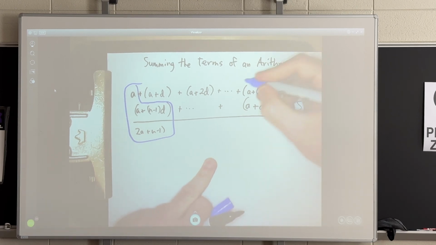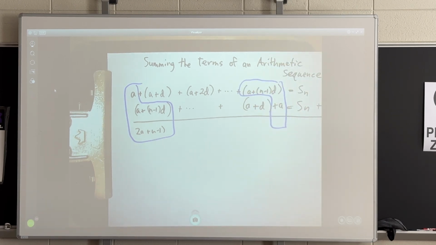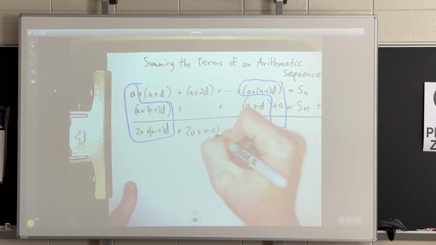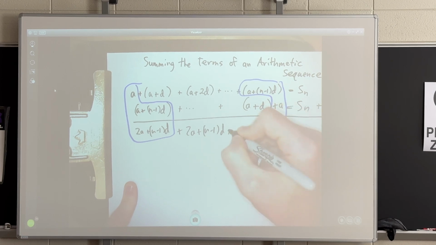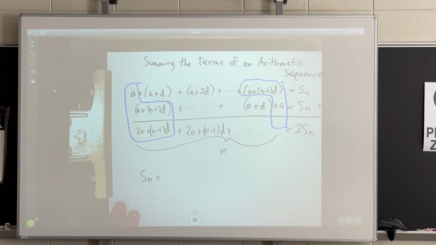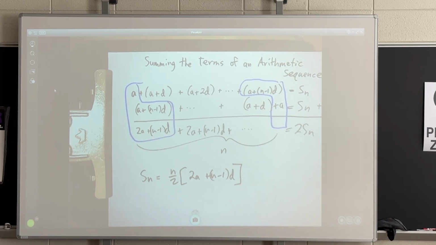Okay, good. So what you end up with here is a whole bunch of columns that all add to 2a plus (n minus 1)d. And how many of these columns do you have? You have n of them. Getting a little sloppy here. And so this is why the formula for the sum of the first n terms of an arithmetic sequence is n over 2 times (2a plus (n minus 1)d). So abstract that I confused myself for a second there.